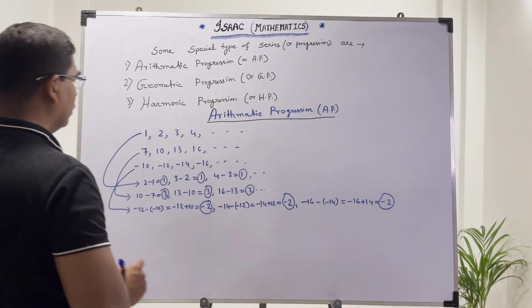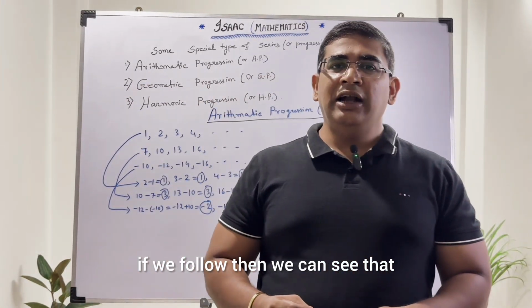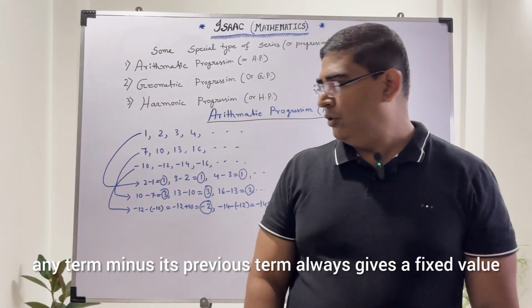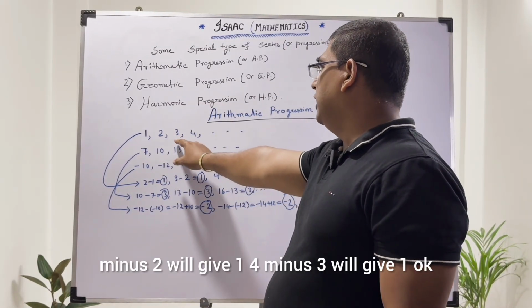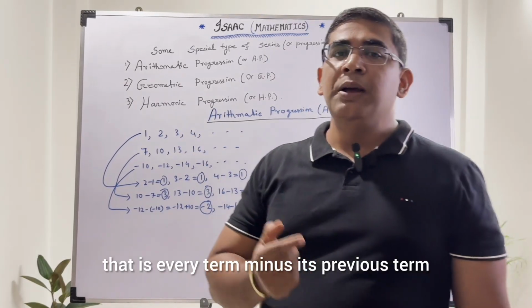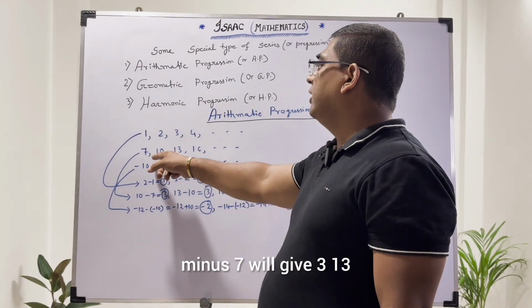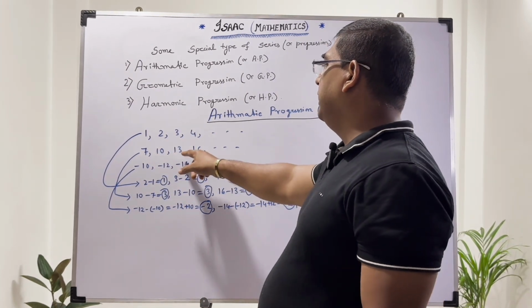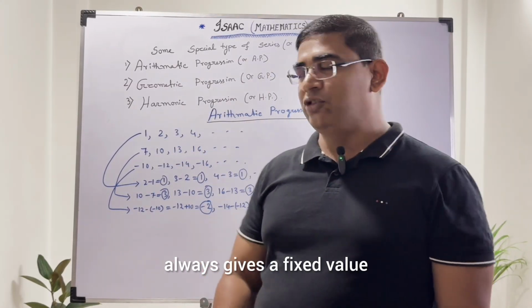Okay. So in each example, if we follow, then we can see that any term minus its previous term always gives a fixed value. That is, for example 1, 2 minus 1 will give 1, 3 minus 2 will give 1, 4 minus 3 will give 1. Every term minus its previous term always gives a fixed value. For example 2, 10 minus 7 will give 3, 13 minus 10 equals to 3, 16 minus 13 equals to 3.